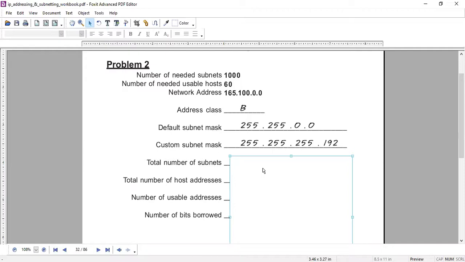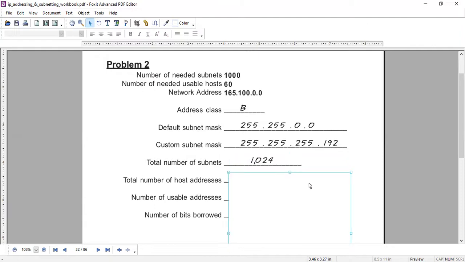To create 1000 subnets, you need to have 10 bits. 2 to the power 10 is 1024. So you have to take 10 bits. When you are taking 10 bits, the third part becomes 255, that is 8 bits taken. From the last part you are taking 2 bits. That's why you are getting the custom subnet mask 255.255.255.192.